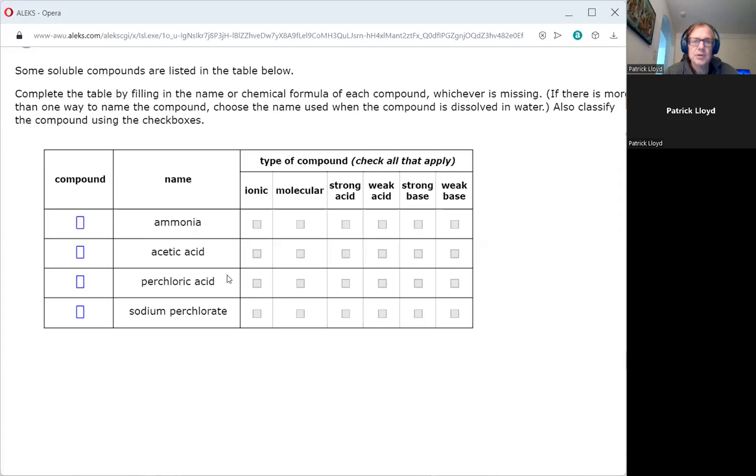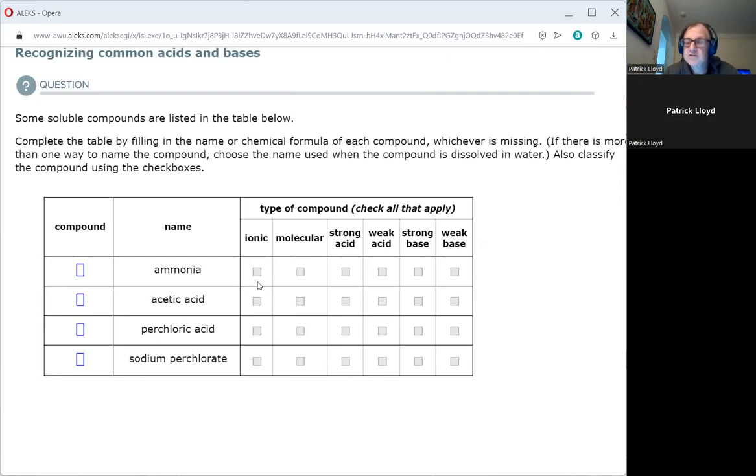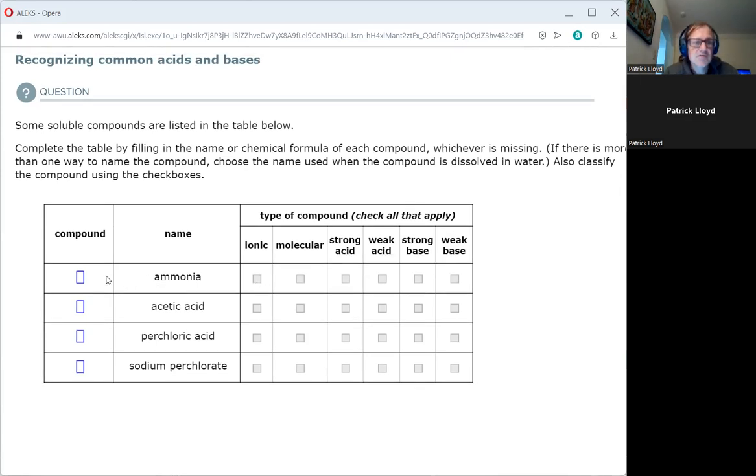What I want to do is show you the first type of problem here. Here we go. The first type of problem is just to be able to recognize some of these acids and some of these bases. So here's the first one. Some soluble compounds are listed in the table below. Complete the table by filling in the name or chemical formula for each compound, whichever is missing. If there's more than one way to name a compound, choose the name when the compound is dissolved in water. Also classify the compound using checkboxes, okay?